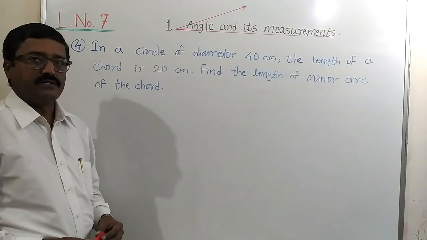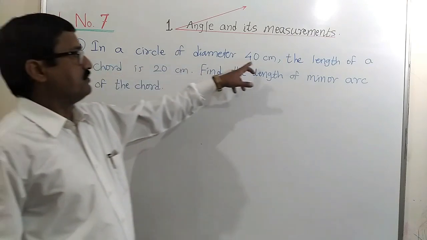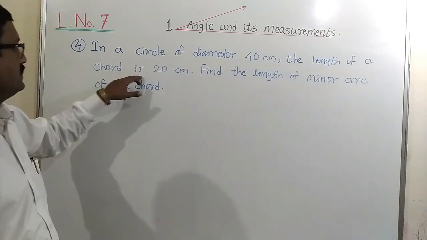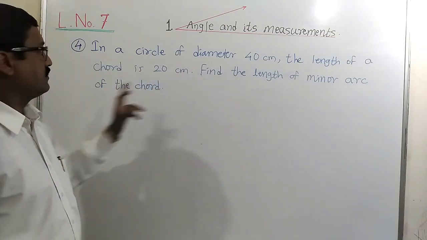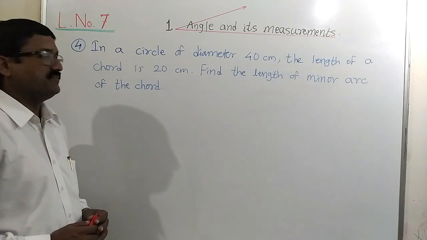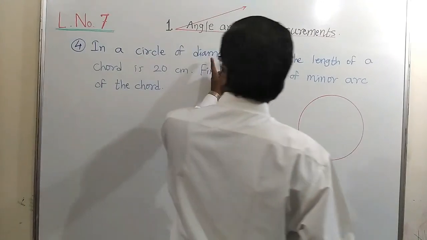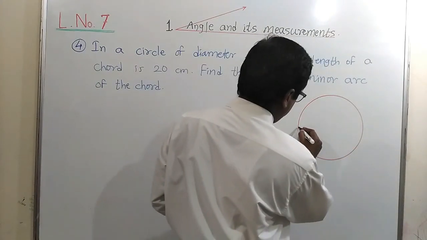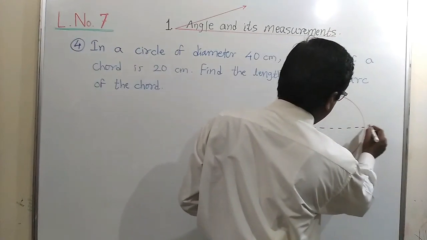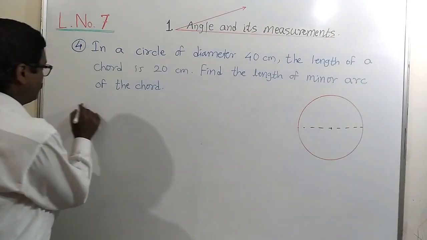Now we will move towards the fourth example. Example number 4. In a circle of diameter 40 cm, the length of a chord is 20 cm. Find the length of minor arc of the chord. Okay, let us see the figure. In this circle, the diameter of the circle is 40 cm. It is given diameter equal to 40. Obviously, the radius will be 20 cm.